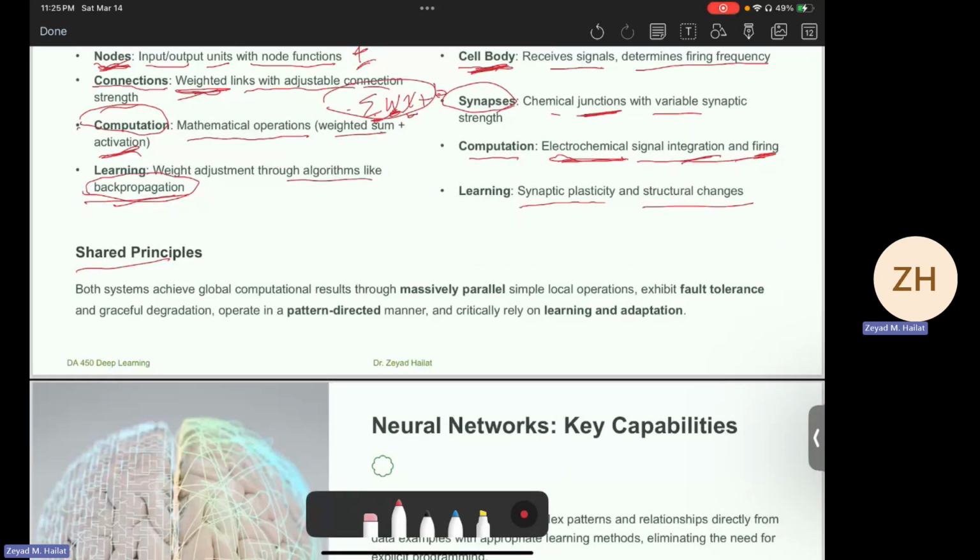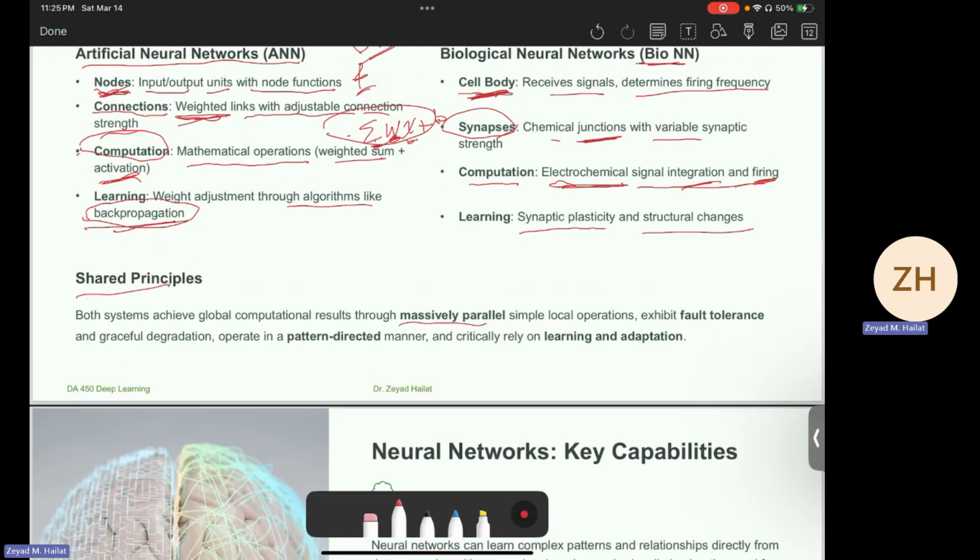They both share some similar things, like for example, massive parallel processing, which is what we have seen in here when we translated this into matrices. Remember that this is W and this is the X, and we can just calculate them in parallel. They also share fault tolerance and graceful degradation, and they operate in a pattern direction manner. It's just from the neuron itself back to the brain, and they critically rely on learning and adaptation. They are adapting and learning from former experience.